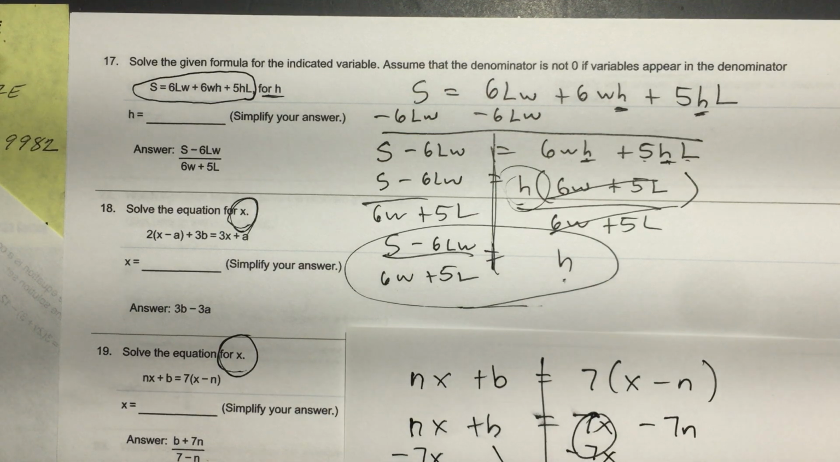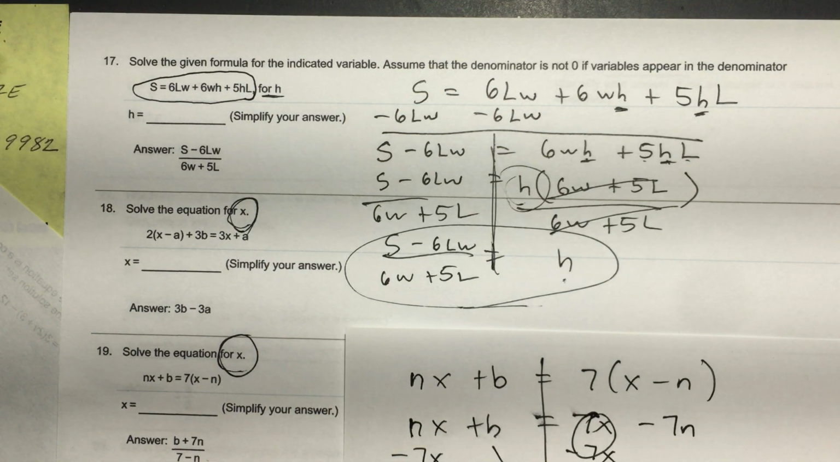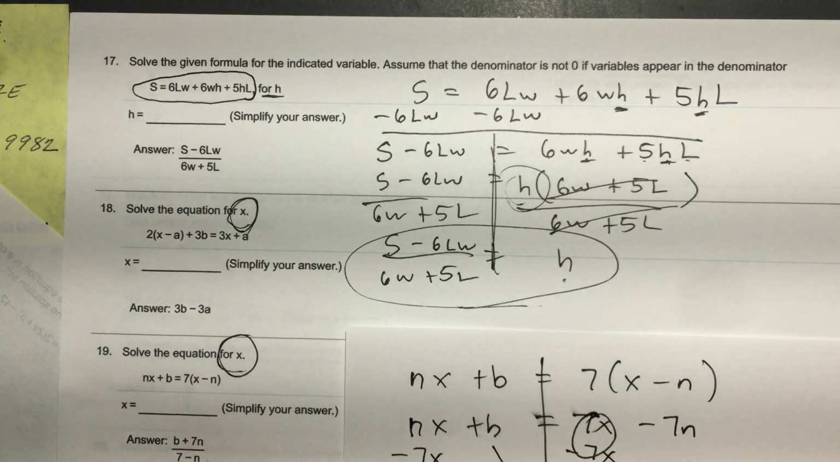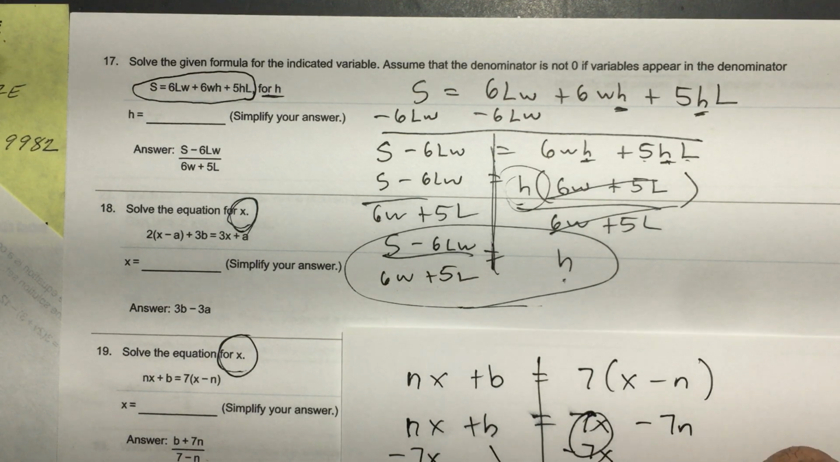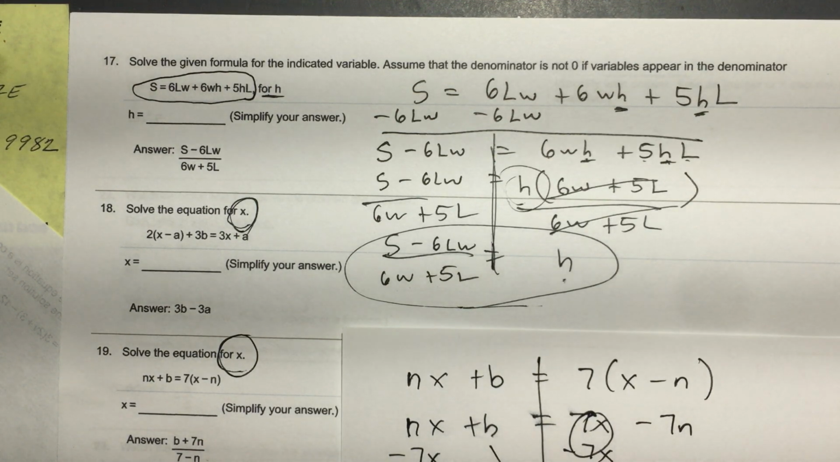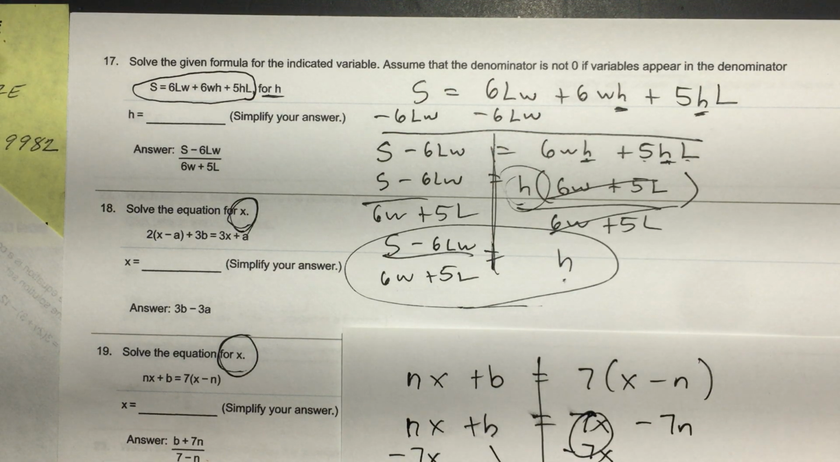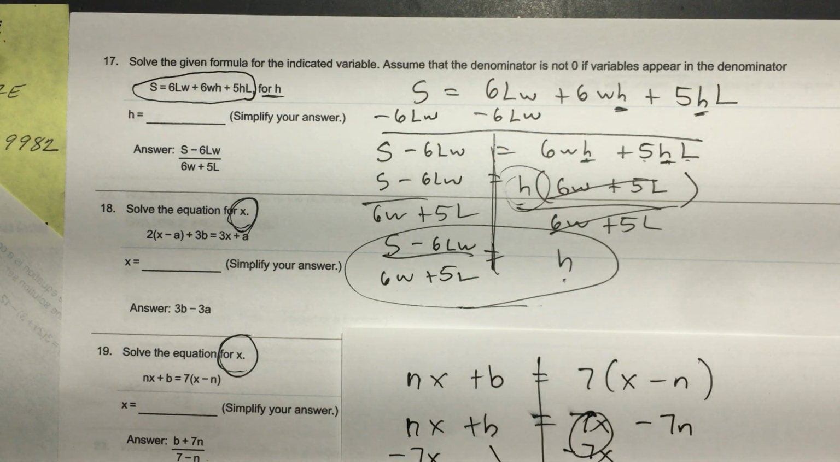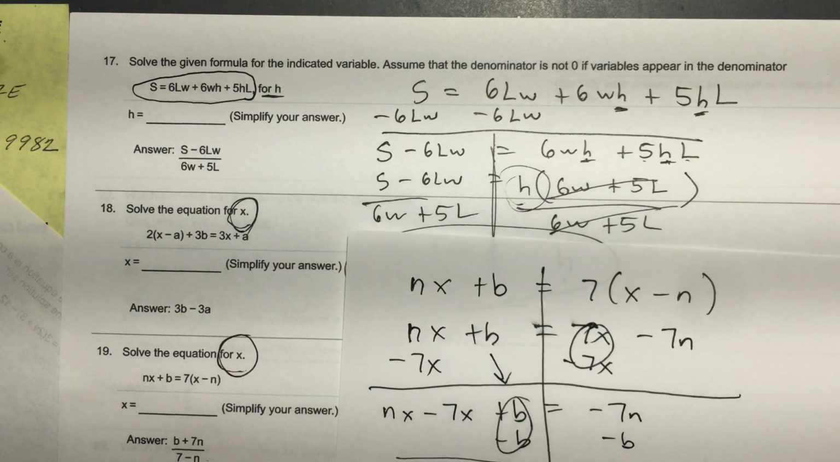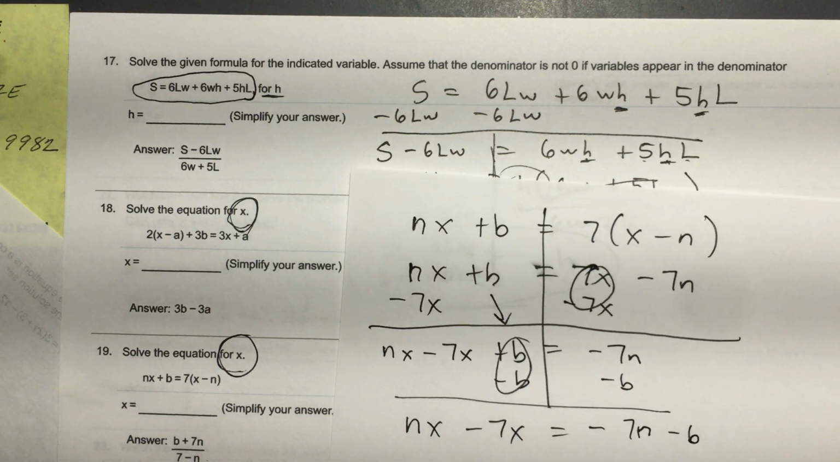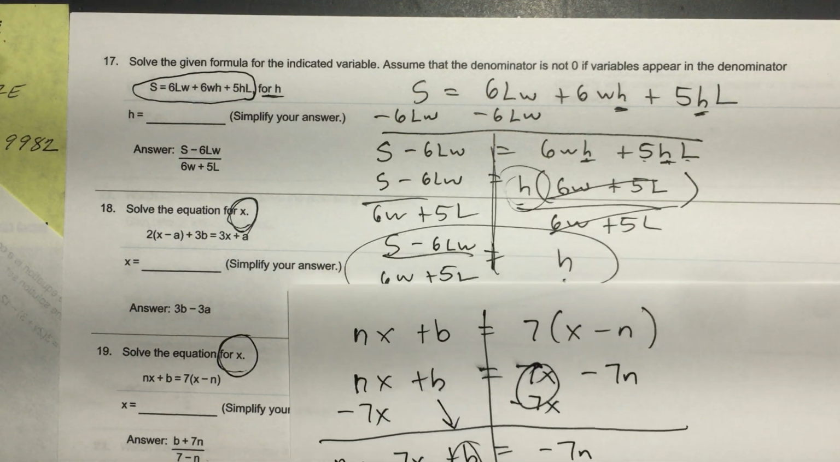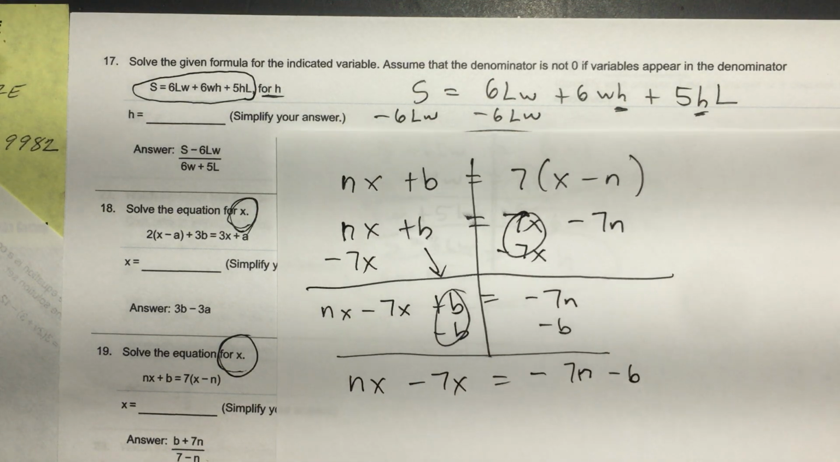All right, so my x terms are over here together. The b, we need to get rid of it, so I subtract b. And that'll go away. So I have nx minus 7x equals negative 7n minus b over there. Oh man, I ran off it. Didn't realize it wasn't on the screen there.